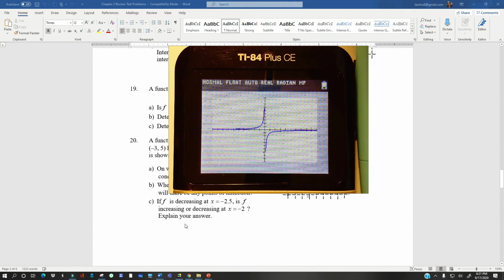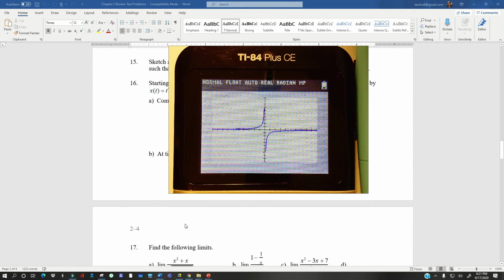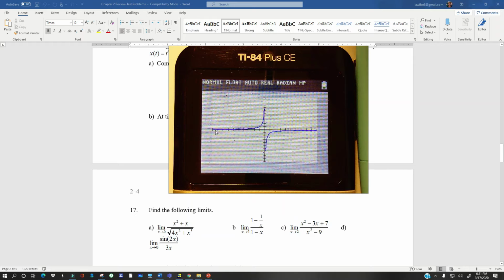-1. Okay, this is the wrong answer that he gave. Because as we come in from the left-hand side, the height is like 6 or something. I don't even know what that number is. As we come in from the right, the limit's approaching 0. The limit does not exist here. We've got an asymptote at 0, and so the limit does not exist.